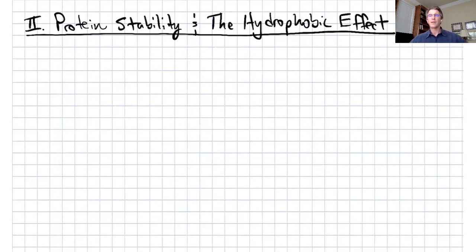So where is the driving force coming from that stabilizes a protein ultimately? And I pointed out last time it comes from basically two areas. It comes from both the hydrophobic effect and those weak interactions. So in this section, let's talk a little bit about how the hydrophobic effect impacts protein stability.